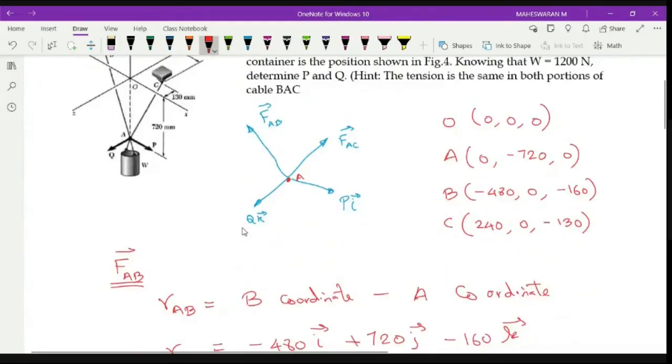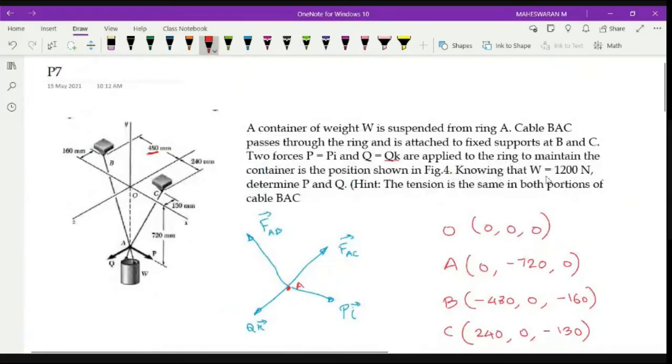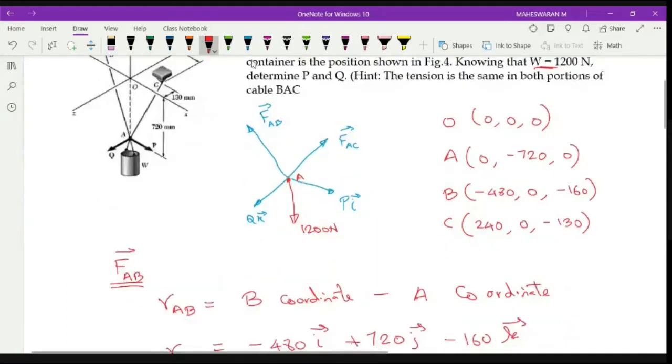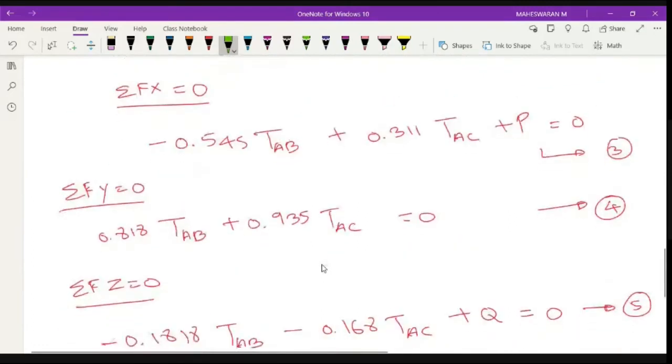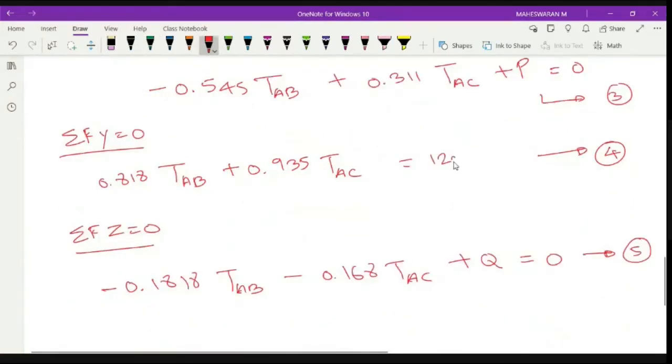Sorry, I forgot one more force. There is another force, which is W. I forgot this. W is acting downward, which is 1200 Newton. When you have W acting downward, it means that the W vector is equal to minus 1200 J vector, right? So parallel to your Y axis, which means when I add sigma Y, there is an equation here. This will be 1200.